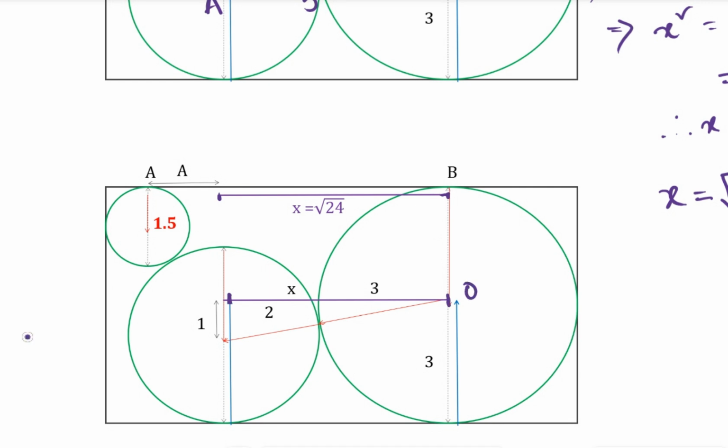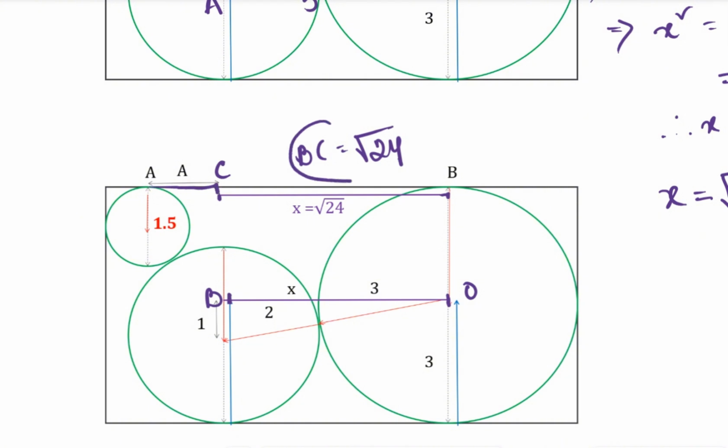So O to B is equal to, let's say, B to, let's say this is C. So BC is equal to square root of 24. And now our target is to determine the length from A to C, right?